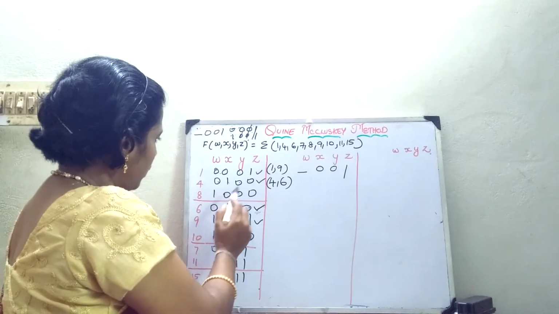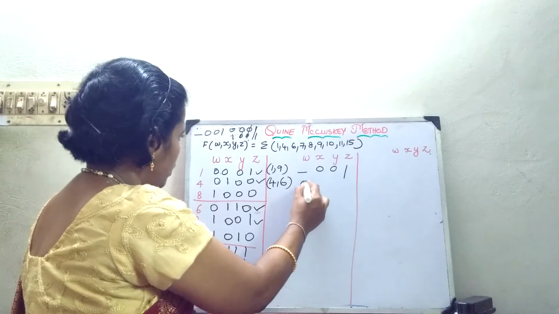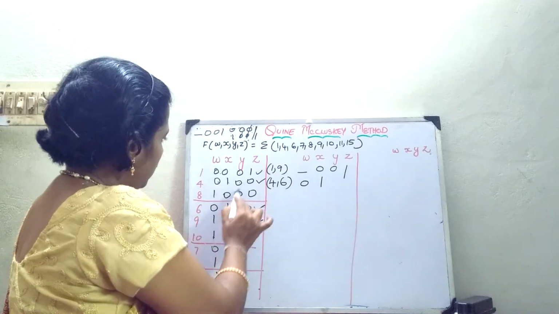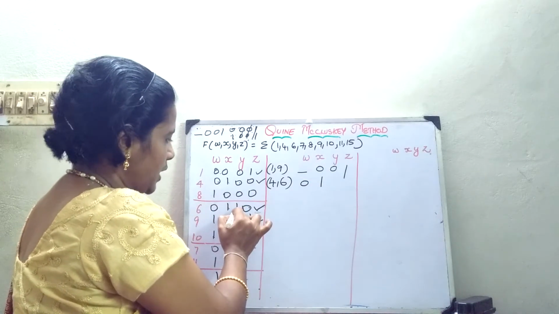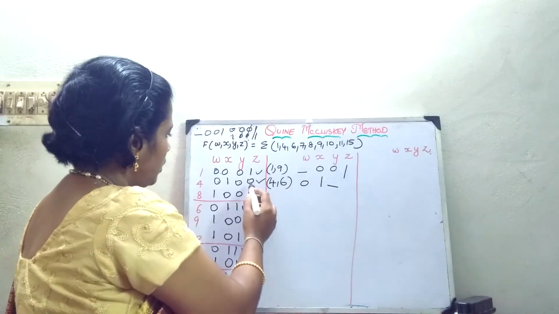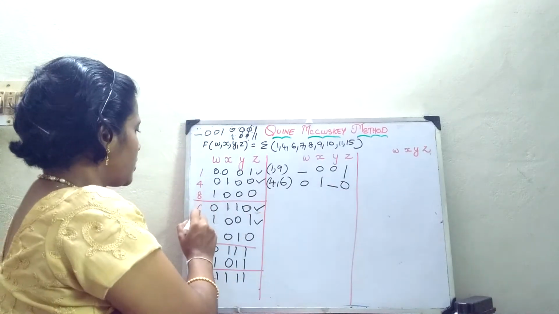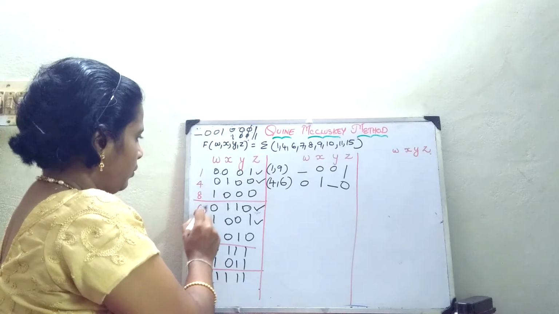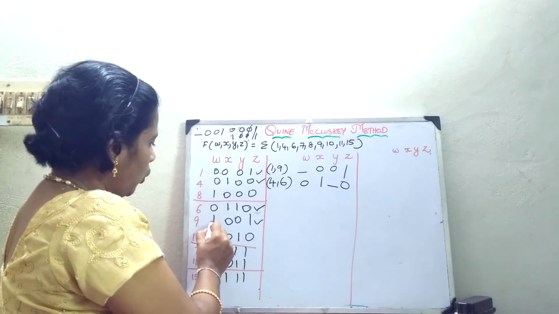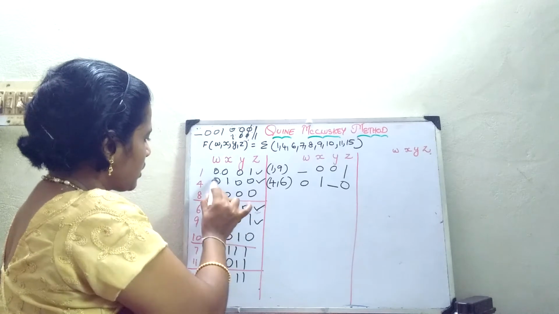0, 0: first variable is matching, second variable is matching. So 0, 1; 0, 1. Wherever it is changing, you put a dash. Then 0. Okay. Now 4 with 6 is done. 4 with 9. Okay. 0, 1. I am just comparing with 4.